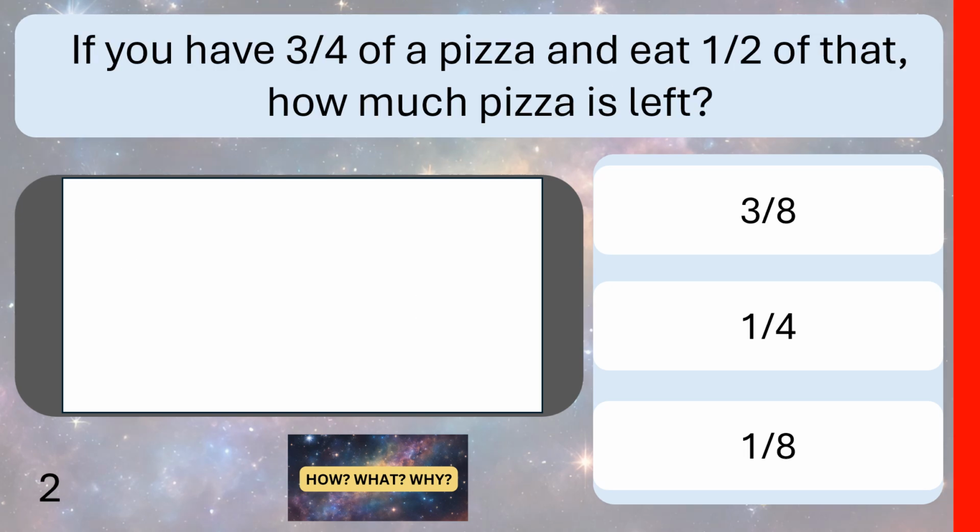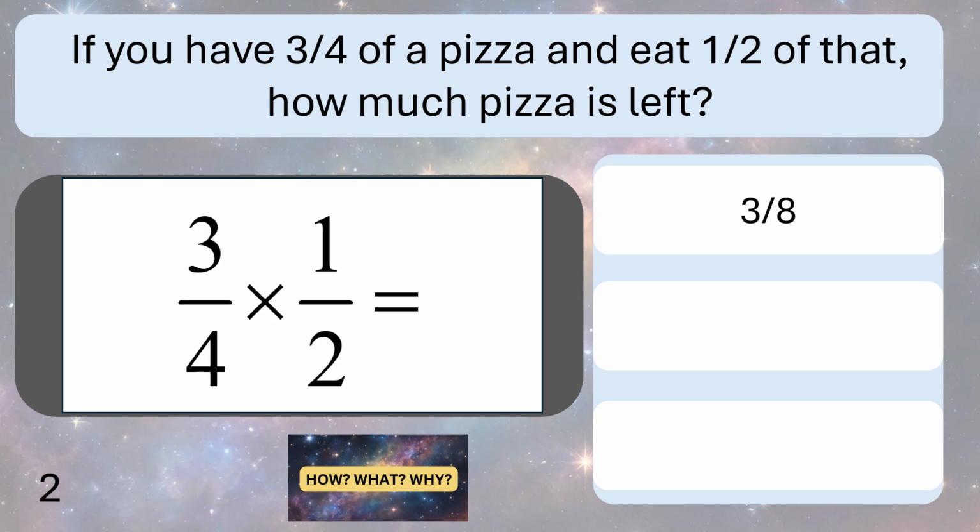Second question. If you have 3/4 of a pizza and eat half of that, how much pizza is left? Is it 3/8, 1/4, or 1/8? In this case, it's 3/8. Now we solve this problem by multiplying the fractions together. We multiply the top row and the bottom row. 1 times 3 equals 3, 4 times 2 equals 8, 3/8.